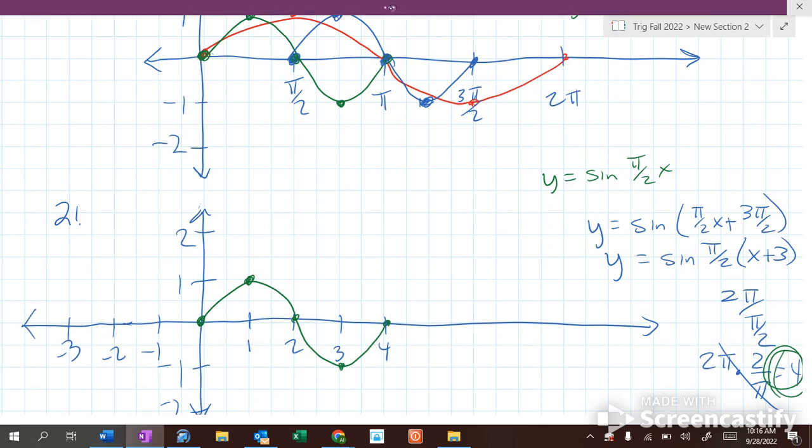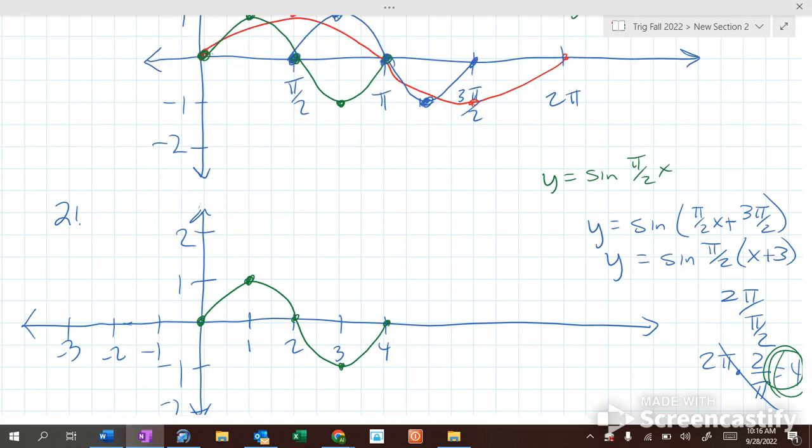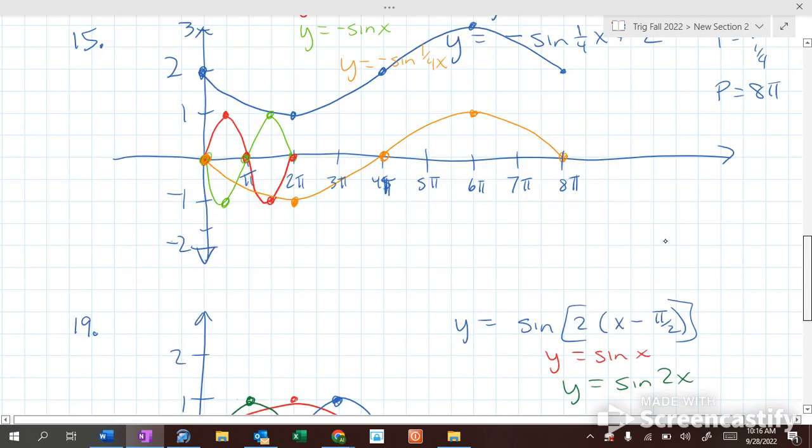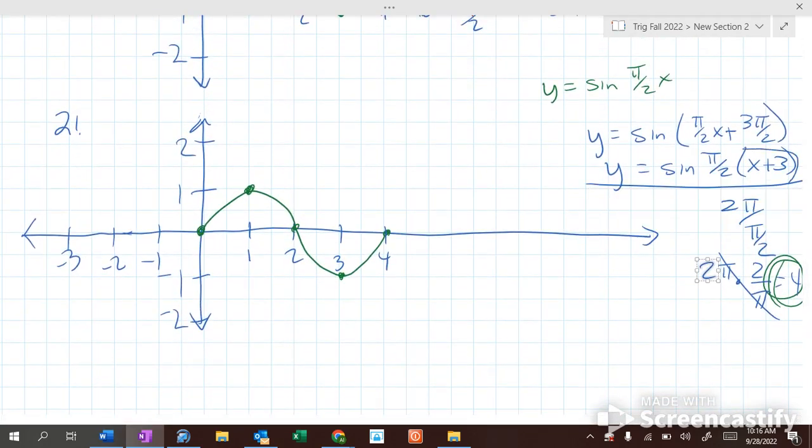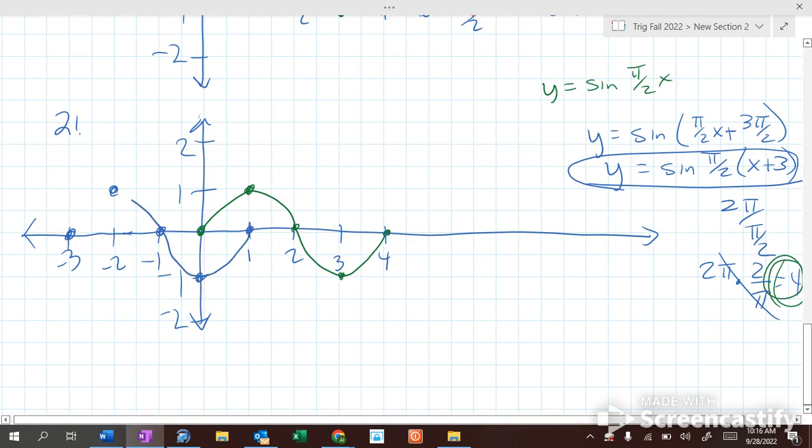Then, after that, all I simply do is take this one, and everything's going to move to the left by 3. So 1, 2, 3 to the left, 3 to the left, 3 to the left, 3 to the left, and 3 to the left. It's going to look like that. Okay?